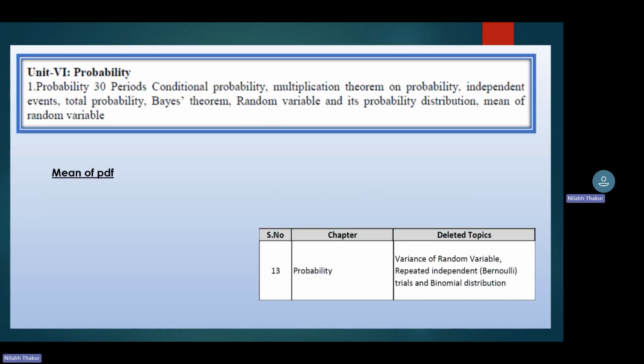Now coming to the last, probability. Since variance of the random variable, Bernoulli theorem, and binomial theorem have been deleted, you may expect a question from the Bayes theorem in the case study question. Conditional probability this time is very important. Finding the mean of the probability distribution is very important.